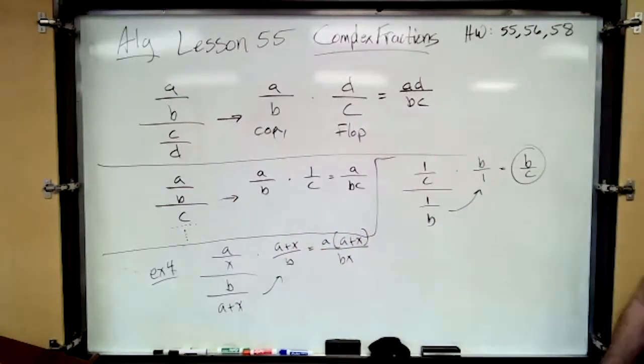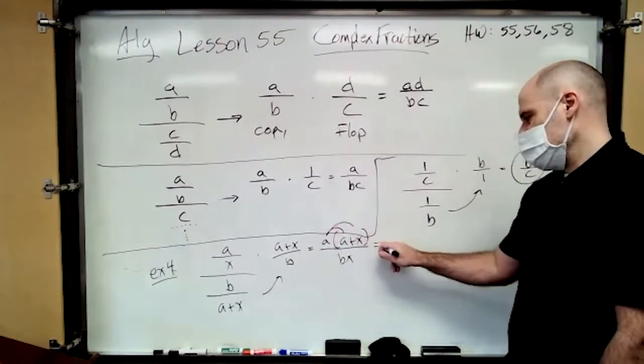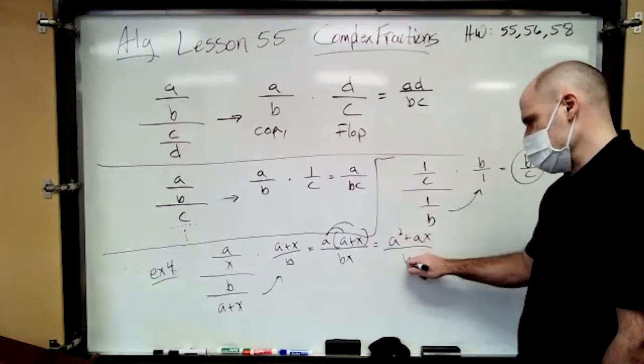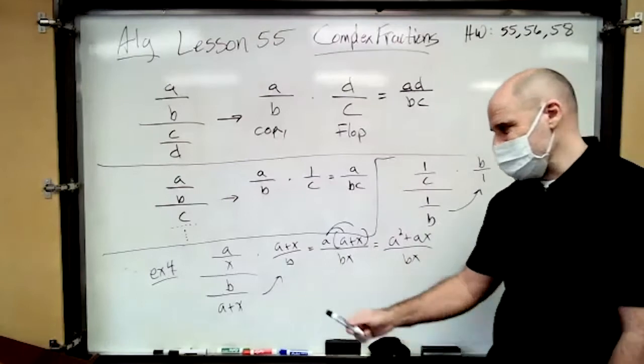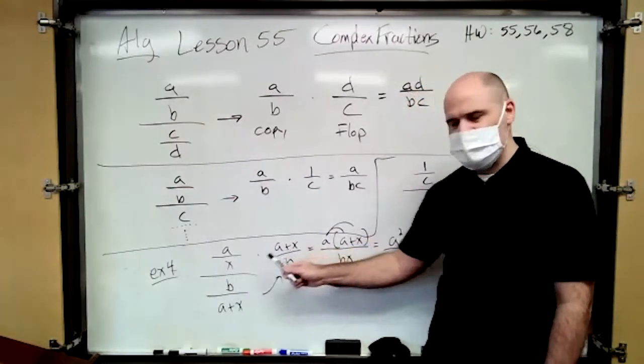Okay, and then we don't like parentheses, we like it simplified, so you can multiply that out, a squared plus ax all over bx. Now, good job not canceling these. Why can't you cancel these x's?